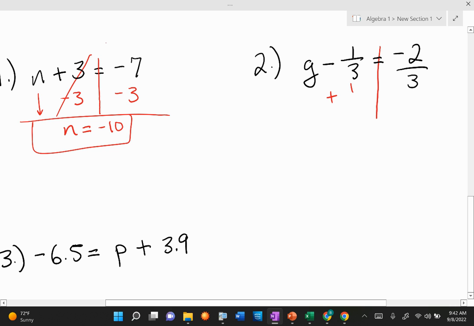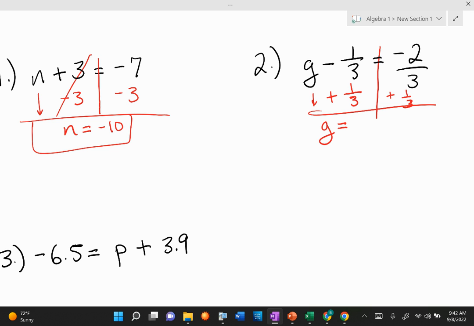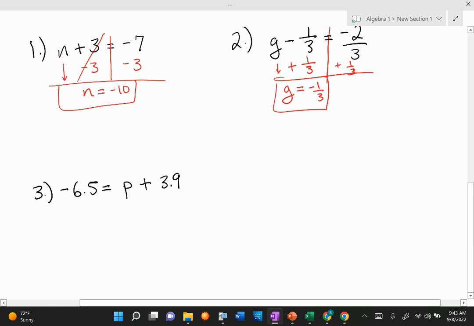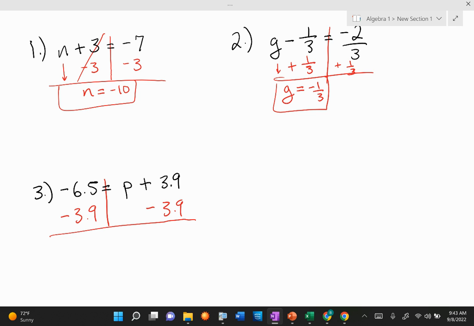Okay, so on number 2, we got to add a third to both sides. Somebody off the top of your head, what is negative 2/3 plus a third? Negative 1/3. There you go. Negative 1/3. Okay, and let's get to number 3. Somebody check my math. Is that right?